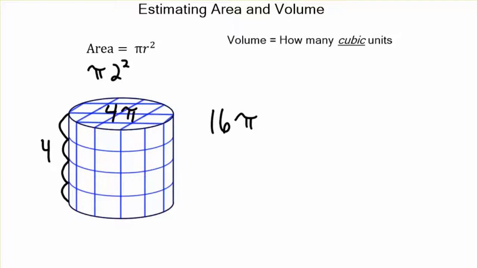Now again, this is just a quick lesson on what volume means. But remember, it's just going to be the area of the top times the height every time you do this.